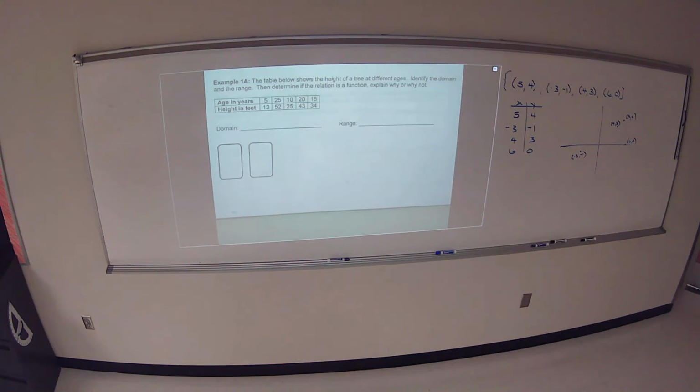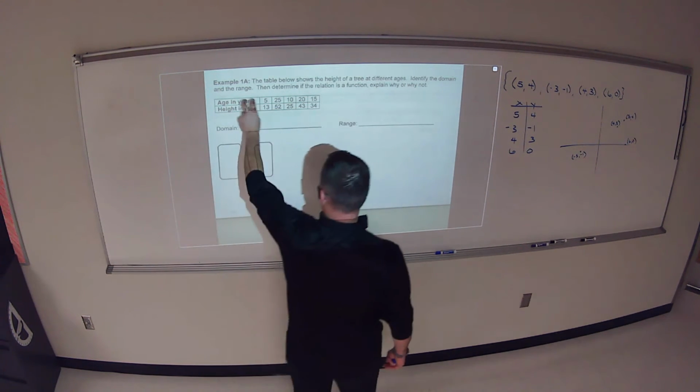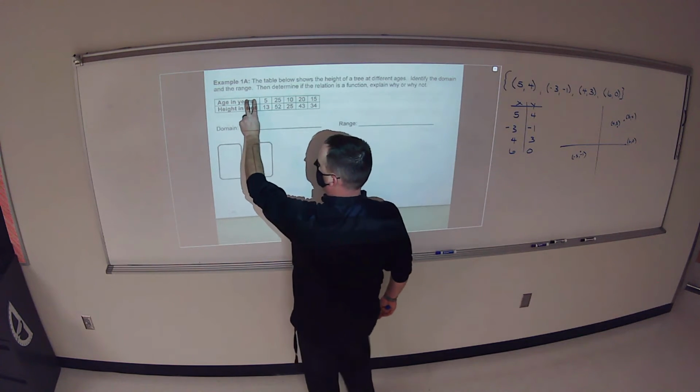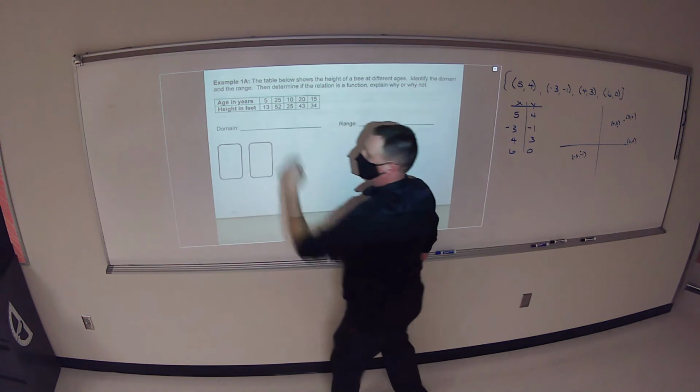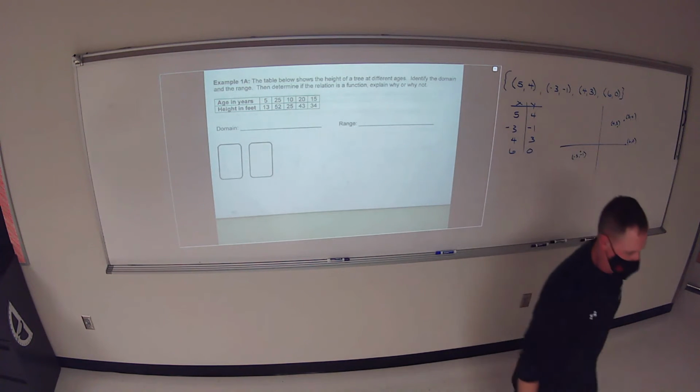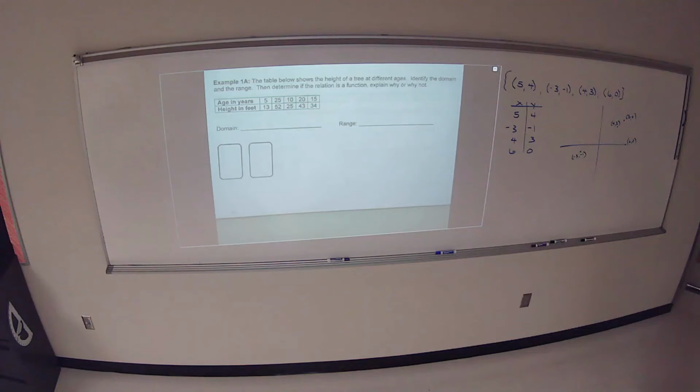All right, so when your table is listed horizontally, like this one here, the top value is going to represent your input or your X values, and the bottom one is going to represent your output or your Y values. So when I go to list my domain, it's the list of all possible what?